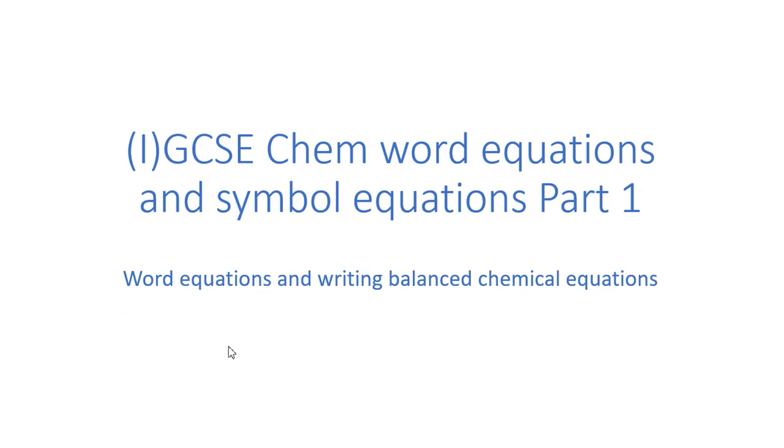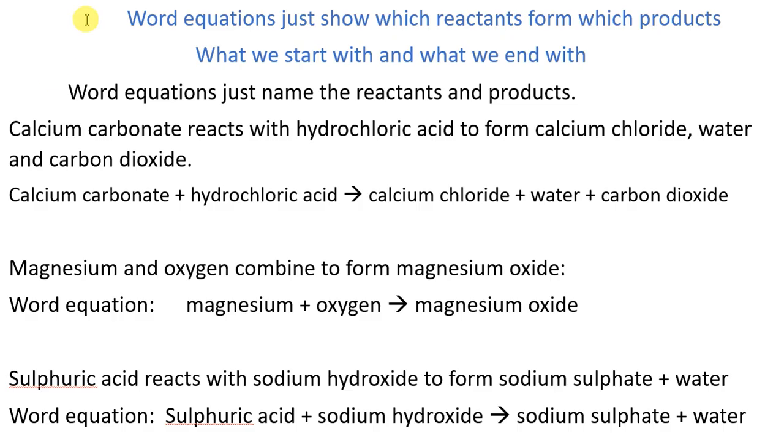Okay, so this is the first of two videos I'm going to make on chemical equations, word equations and symbol equations. As we've got here, how to work out word equations and how to balance symbol equations. Now, word equations just show which reactants form which products. They simply show us what we start with and what we end with. And they just name reactants and products.